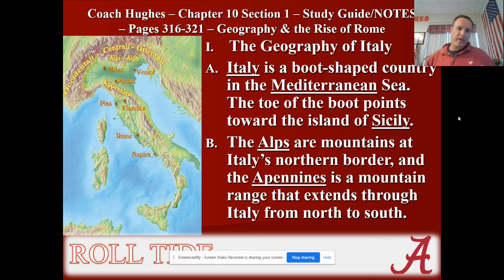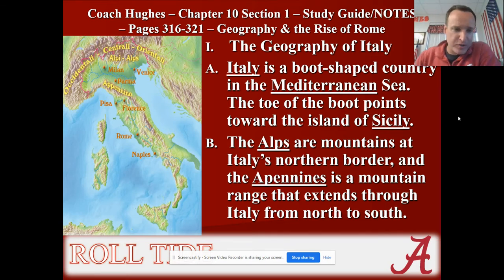And for the most part, the boot is surrounded by water, making it a peninsula like the state of Florida. So it kind of separates Italy from the rest of the world. And then at the top, Italy is definitely isolated because of these high-ranking mountains called the Alps, the second highest mountain range in all the world.